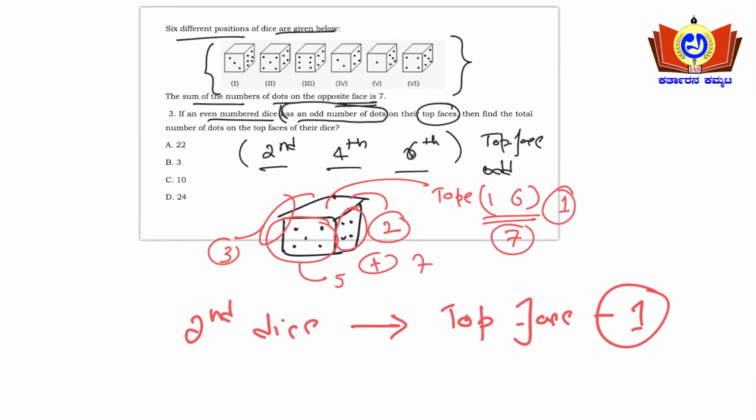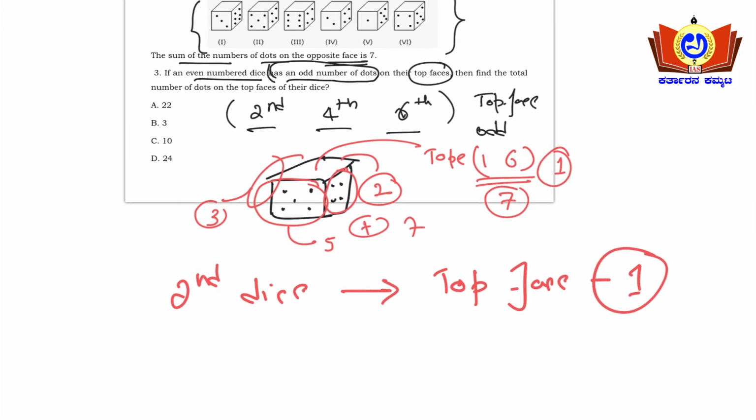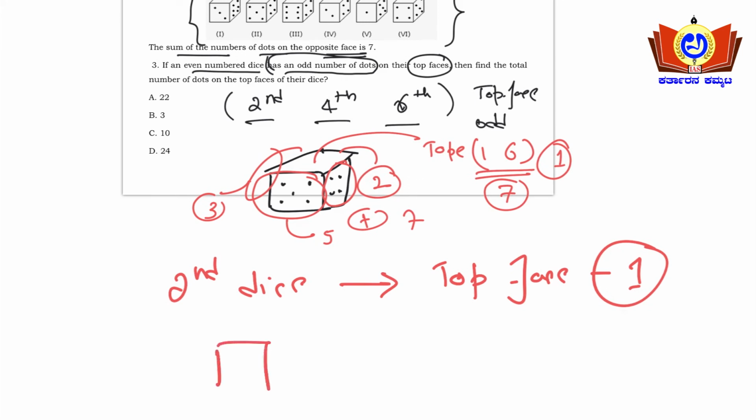Similarly, I'll take the fourth dice. For the fourth dice, it is showing 2 dots here and 4 dots here. Yes or no? 2 dots here and 4 dots here. If 2 dots is showing here, the opposite side shall be 5, and if 4 dots is showing here, the opposite shall be 3.